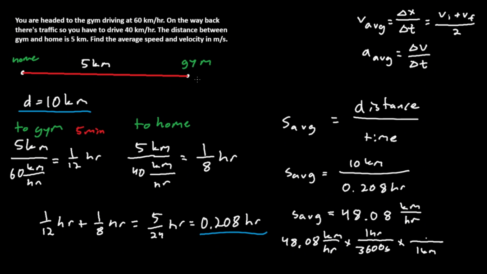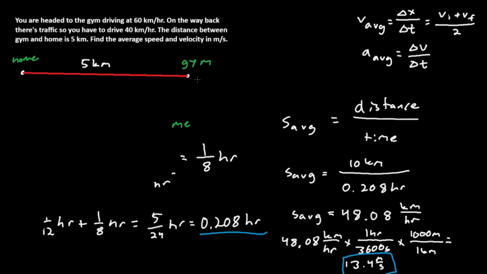1 kilometer is equal to 1,000 meters. So your final answer, using some unit conversion, would be, I'm typing this in my calculator, so I'm repeating it, 13.4. I'm running out of space. Hold on. Let's write it down here. 13.4 meters per second as your average speed.